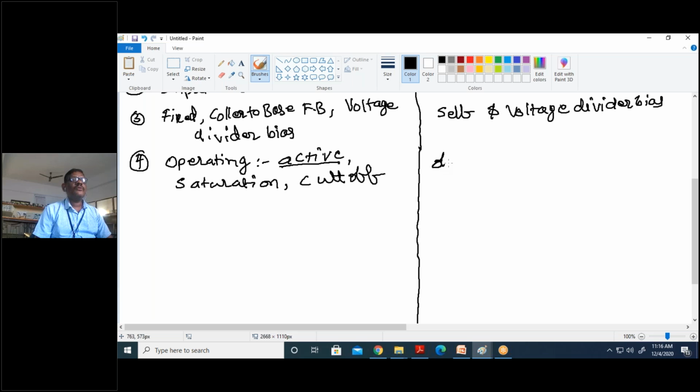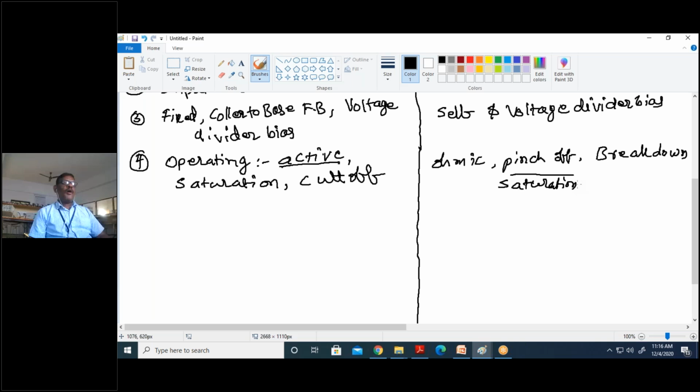But in JFET, we have the ohmic region, pinch off region, and breakdown region. But we are using the pinch off region. Here the pinch off region is nothing but the saturation region. So BJT operates in the active region, JFET operates in the saturation region.